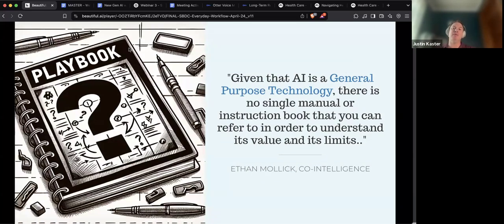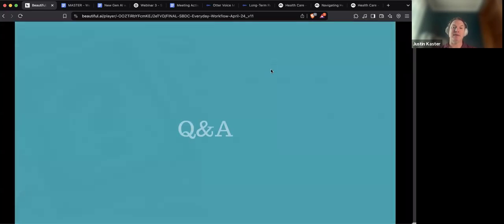And lastly, as I mentioned, it's a general purpose technology. There's no manual here, right? You have to experiment. You have to push and give that time to understand the different tools that can do what you're looking for, as Vicky mentioned, but also where it's going to have the most impact on your workflow.